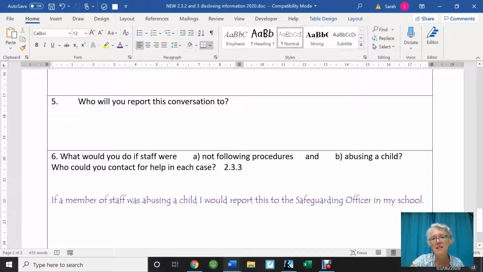So I've answered B for you here because it's straightforward. If a member of staff was abusing a child, I would report this to the safeguarding officer in my school. If you know who it is, you could name them here. You could say, in my school at Hannamore Primary, the safeguarding officer is the head.